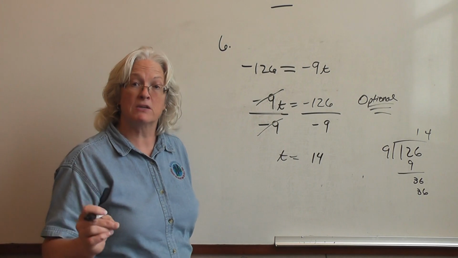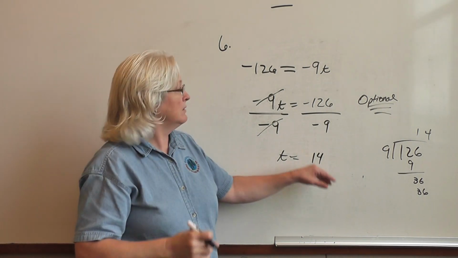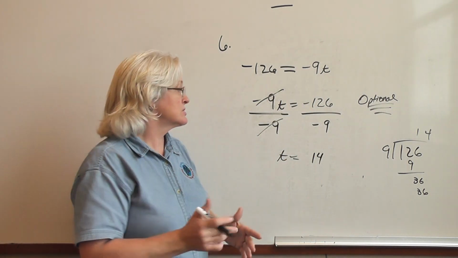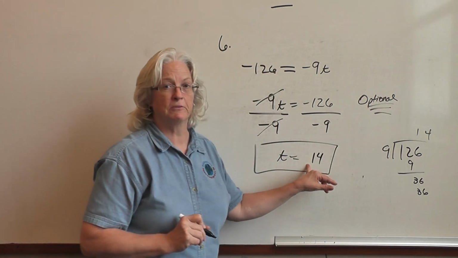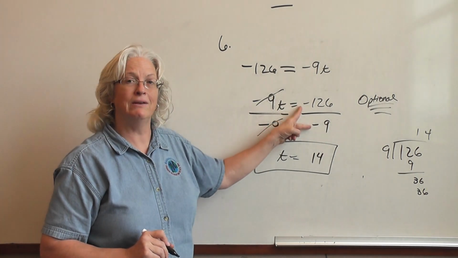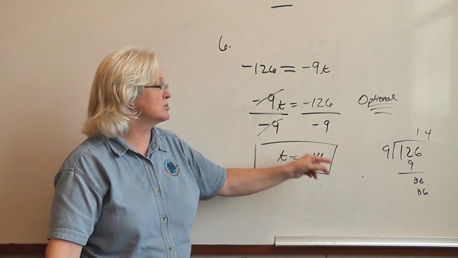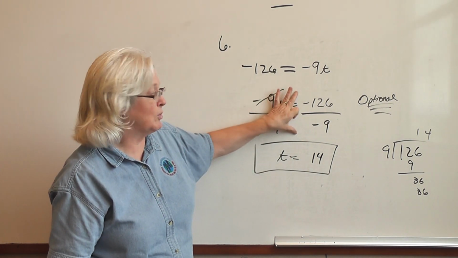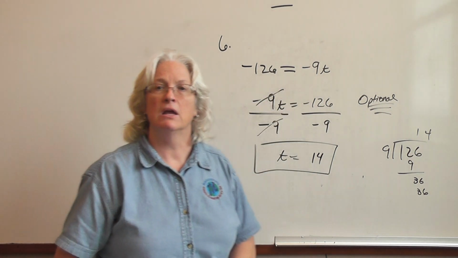Now, is that going to be a positive 14 or negative? Well, dividend and divisor here have the same sign. So the sign of the quotient is positive. It has nothing to do with the fact that there are negatives over here. What determines the sign of the quotient is if the signs of the dividend and divisor are the same, regardless of whether they're both negatives or both positives. So t in this problem has a value of 14.